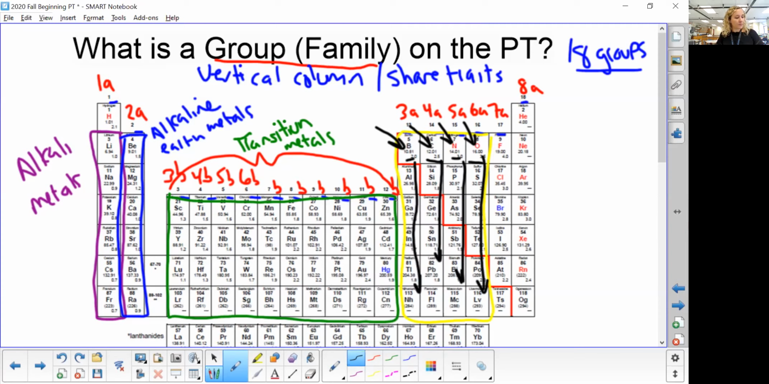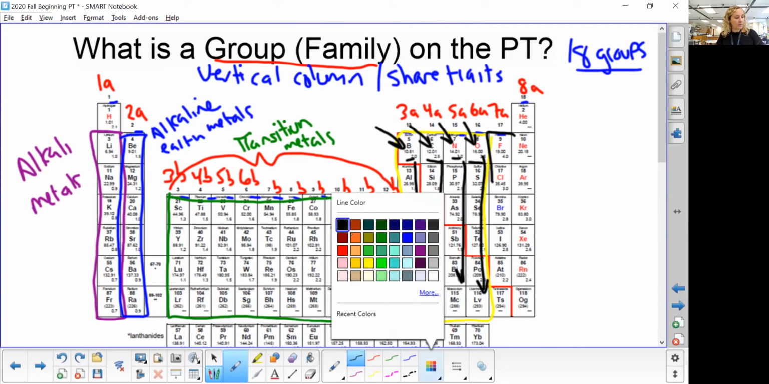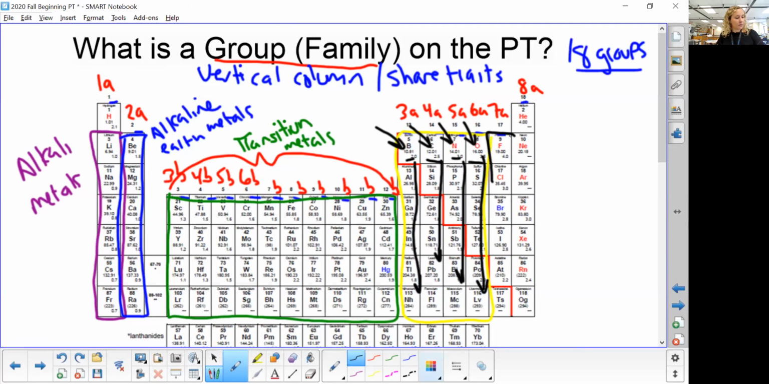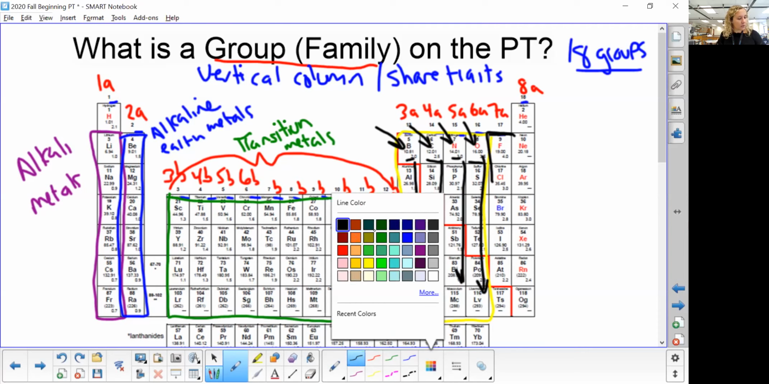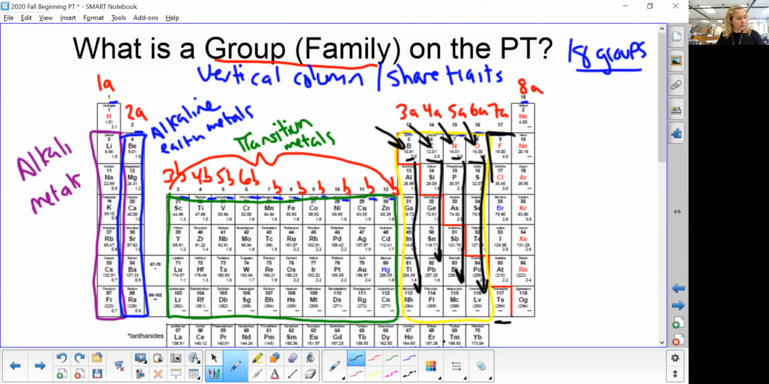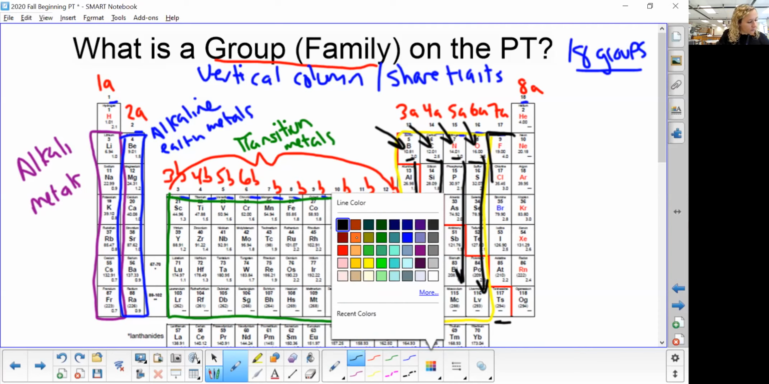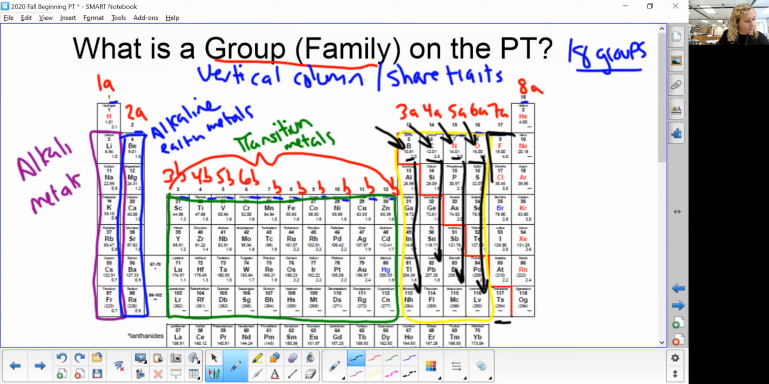And then group 17, or... Doesn't want to give me the color that I want. Rude. Okay, fine. Just do red. Group 17 or 7A are your halogens.